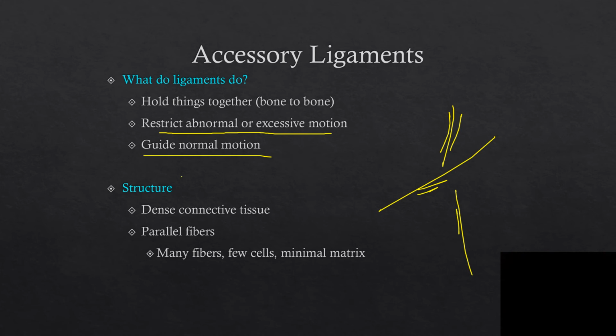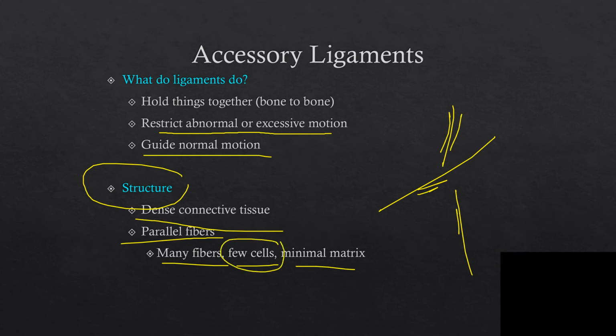Okay, what is a ligament? Well, basically we know it's dense connective tissue, and that dense connective tissue is nice and tight. They're, again, parallel fibers, many fibers, few cells, minimal matrix. Achilles tendon is probably one of the larger tendons in the body, if not the largest. And because it has few cells, that's a good thing, but it's also a bad thing. It's a good thing because it doesn't really require a whole lot of nutrients and oxygen to survive. It's a bad thing when we injure it, because how do we heal?